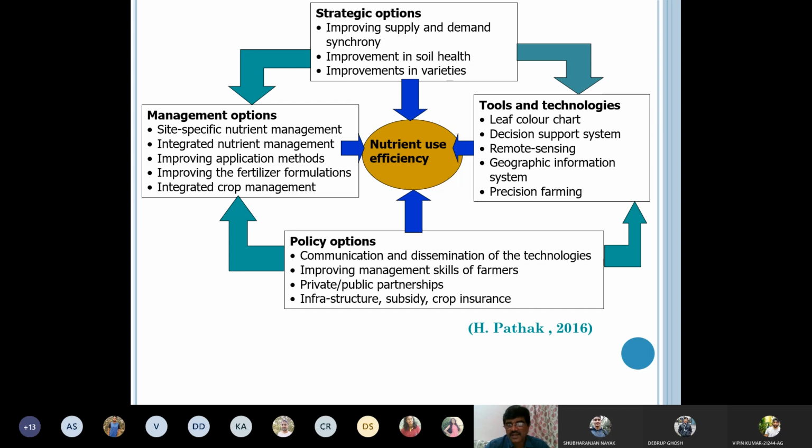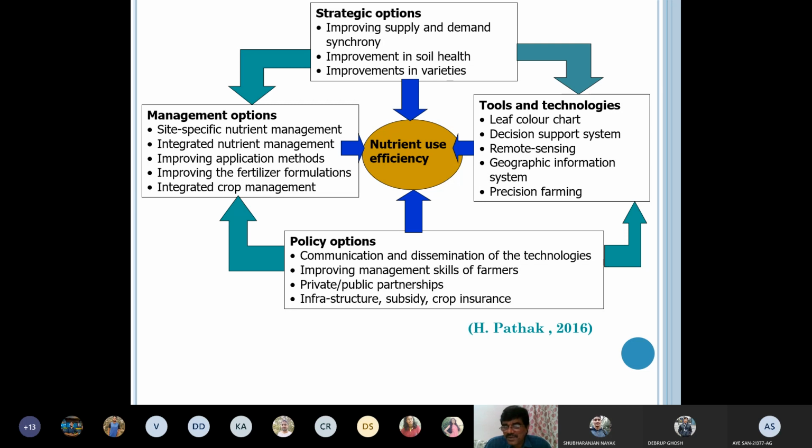This perhaps the last slide. Just to summarize, it is from Dr. H. Pathak, who has done a lot of work on nitrogen and fertilizer use efficiency, good publications, and he's director of one institute in India. So I just borrowed this slide from his presentation. So you can see that what are the options, strategic options for this nutrient use efficiency increase are improving supply and demand synchrony. I think we discussed this as a principle of soil fertility. So we need to synchronize the supply with the demand.